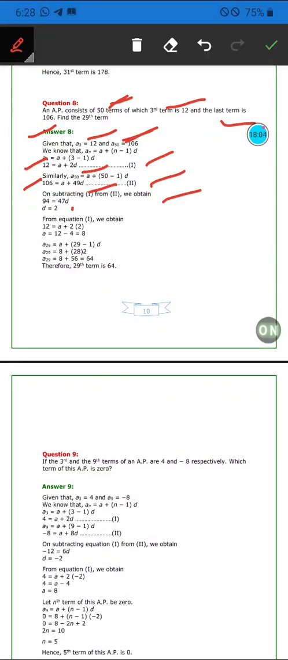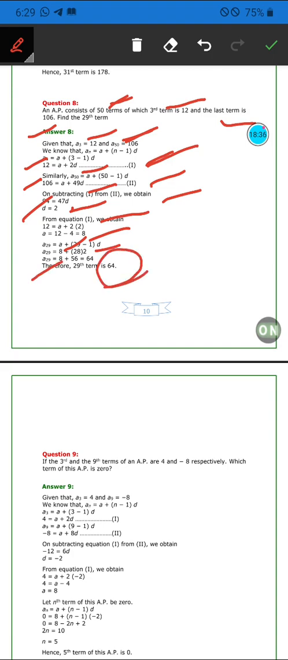So put the D value equal to 2 in equation 1. What is equation 1? Here it is. Put the value of D equal to 2 in equation 1. We get A is 8. What do you have to find? The 29th term. 29th means A plus 28D. A value is 8, D value is 2. So A29 means 64. Okay.